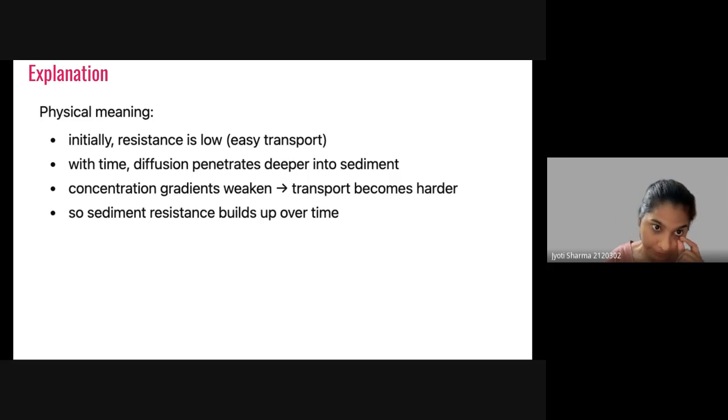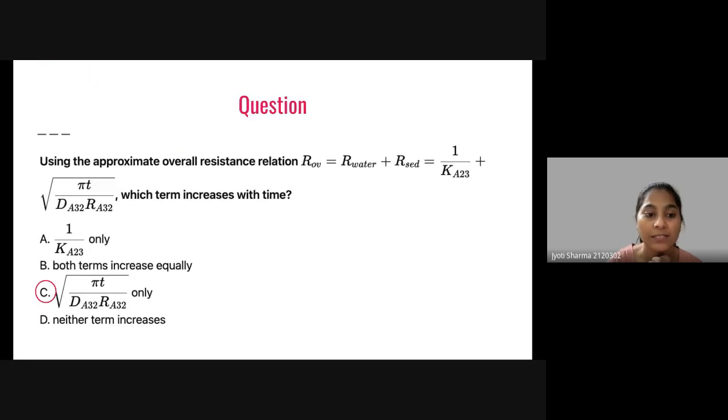So initially resistance is low, we can easily transport it, but with the time, because the diffusion will penetrate deeper into the sediment, as I told you, there will be the depletion in the interface, and that's how the concentration gradient will be weakened and transportation will be harder, and that's how sediment resistance will be more with the time. And that's what we have seen, that square root of t is directly proportional to the overall resistance.